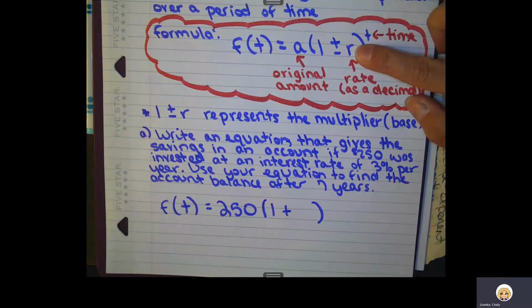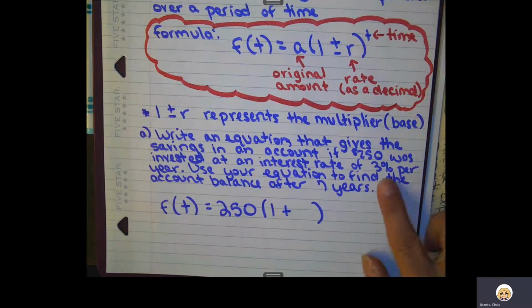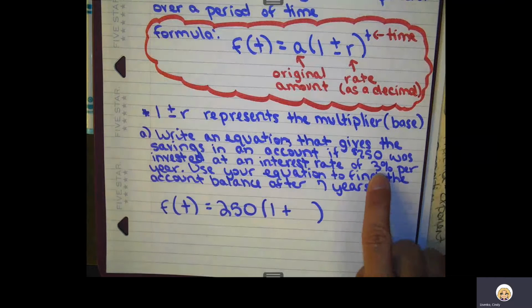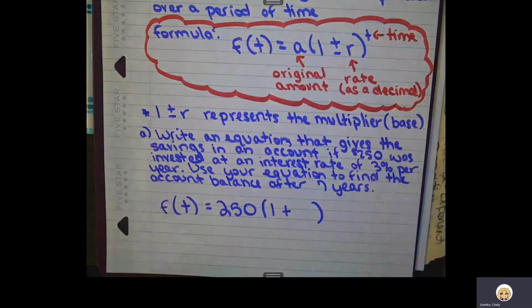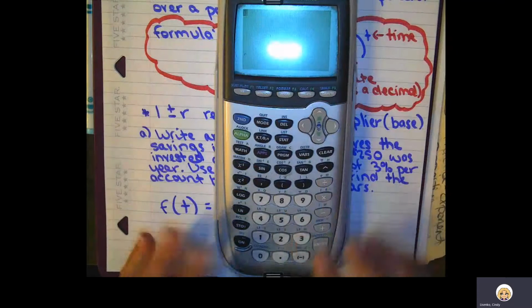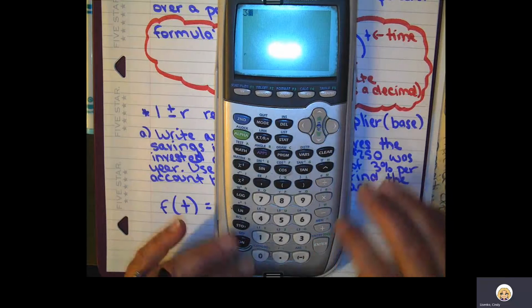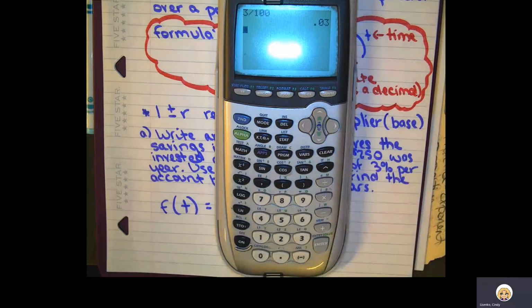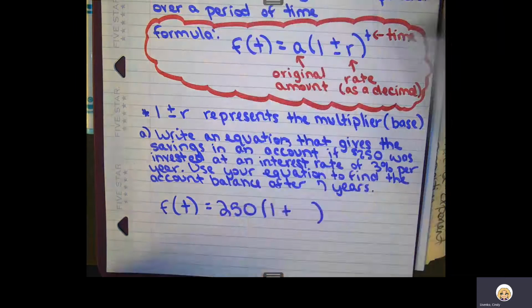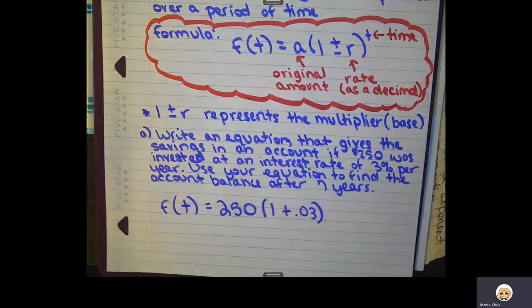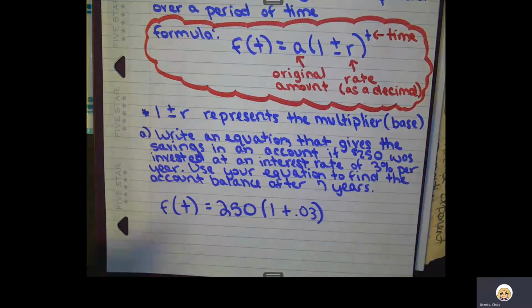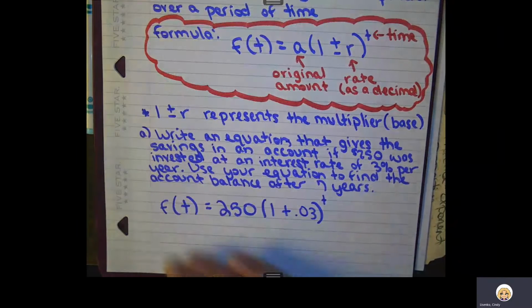Our r stands for our rate as a decimal. 3% is our percent, so we need to change it to a decimal. We would move it 2 places to the left, or if you don't know that, you would just take 3 and divide it by 100. That would tell you what it would be as a decimal. So we're going to use 0.03. So 3% is 0.03. And then we're going to use our t. There's our equation.